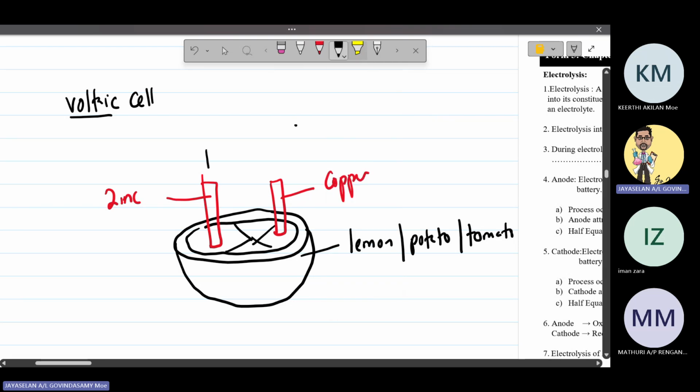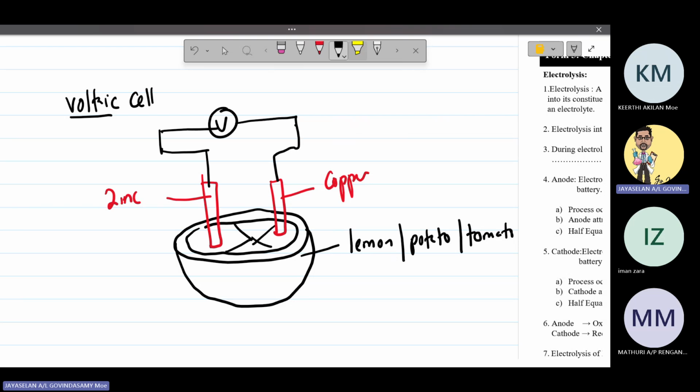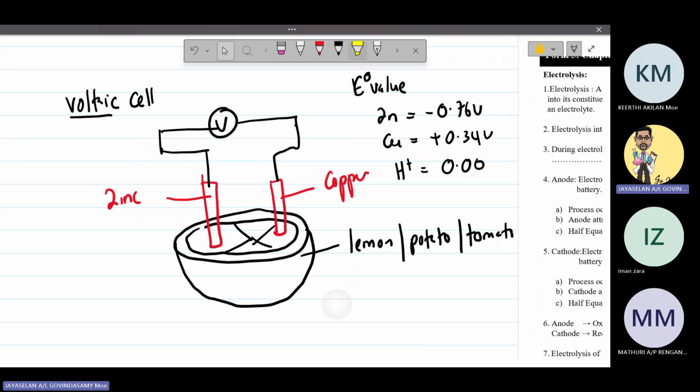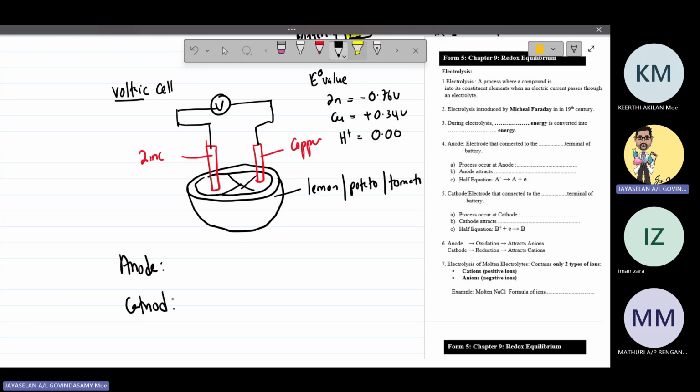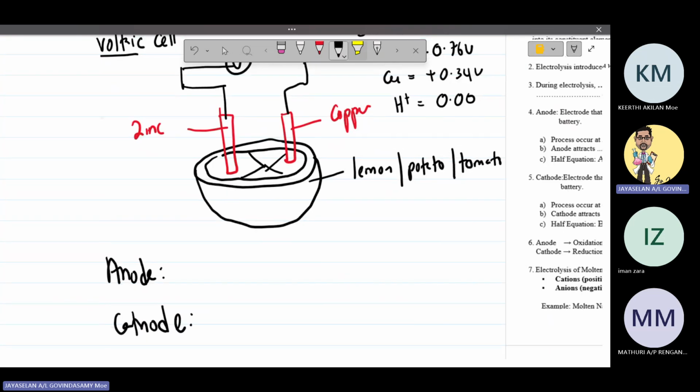Now they connect this to the voltmeter, and they give you the E naught value. The E naught value of zinc is negative 0.76 volt. Copper is positive 0.34 volt. Hydrogen ion is always given 0.00. Now you all focus on this. In school, I'm sure most of you already learned this. What is your half equation at anode? What is your half equation at cathode? This is voltaic cell.